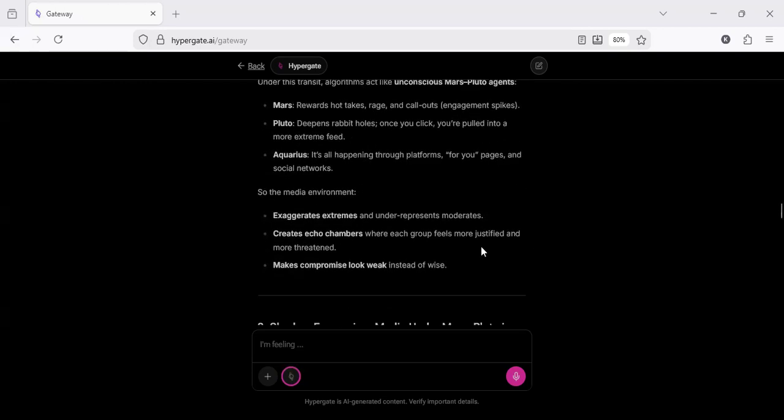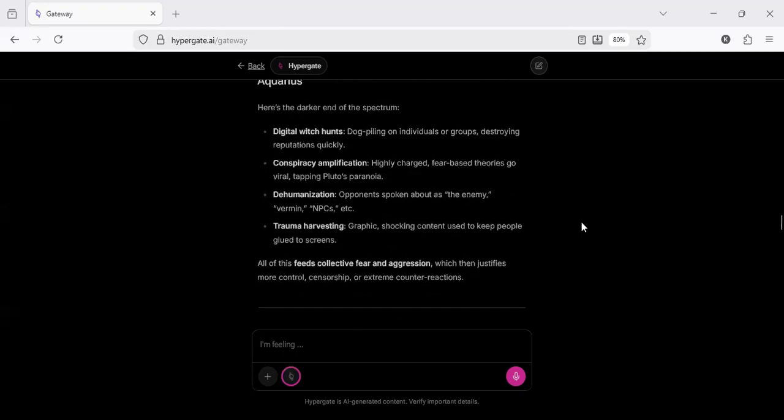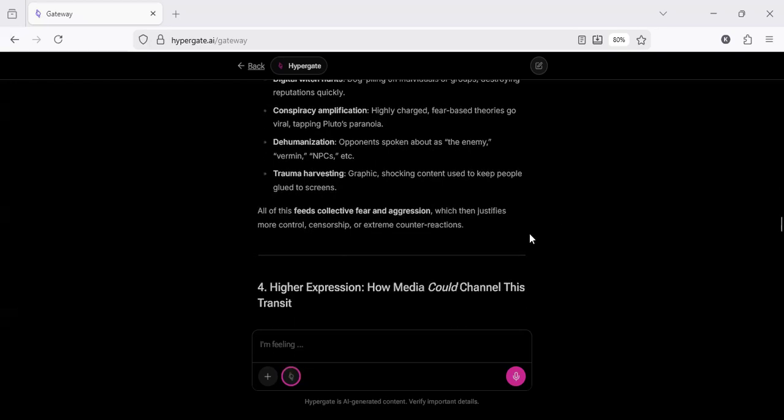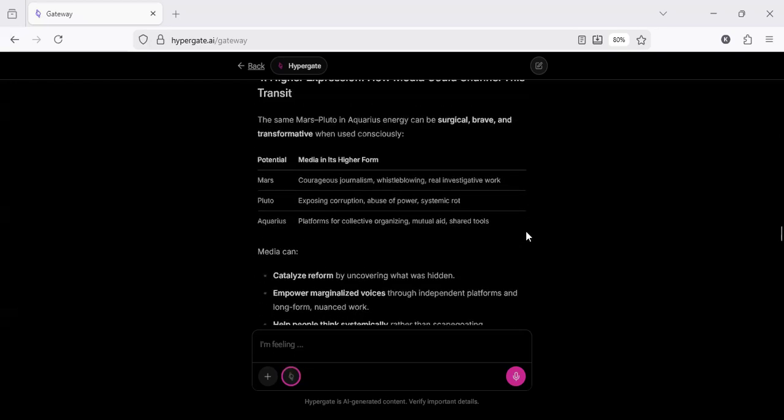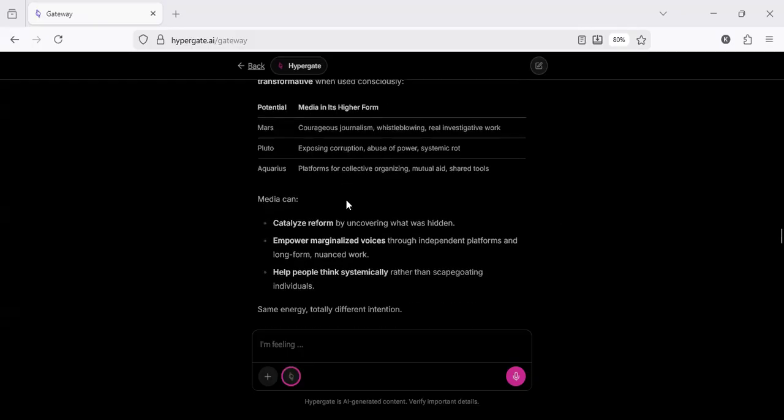So the media environment exaggerates extremes, underrepresents moderates, creates echo chambers where each group feels more justified and more threatened, makes compromise look weak instead of wise. Okay, keeps going. Digital witch hunts, conspiracy amplification, dehumanization, trauma harvesting. All right. So we can go on.